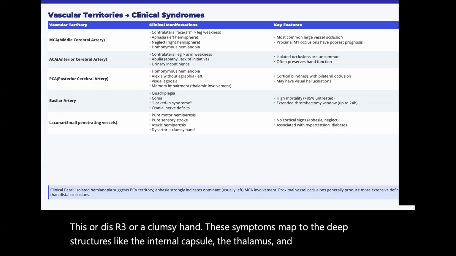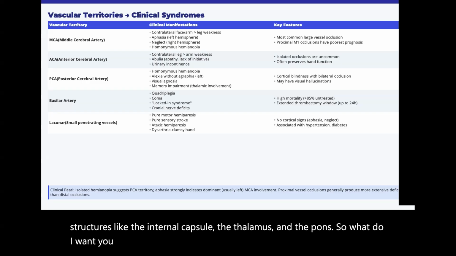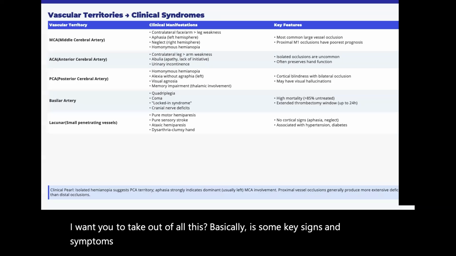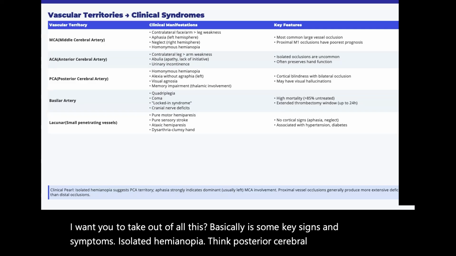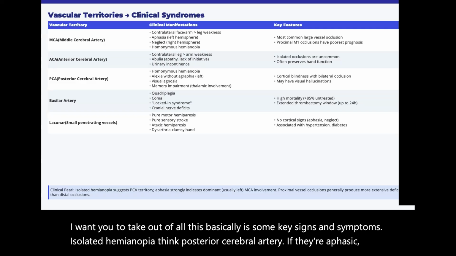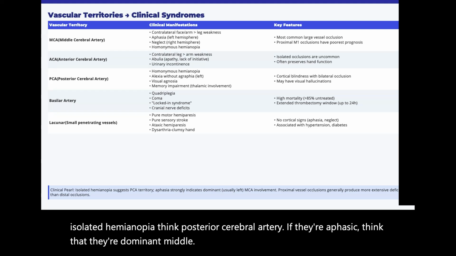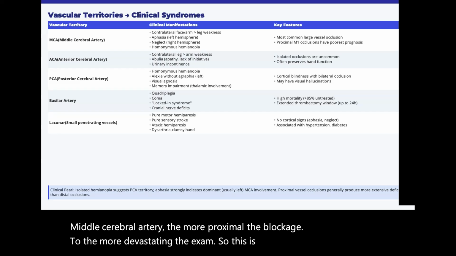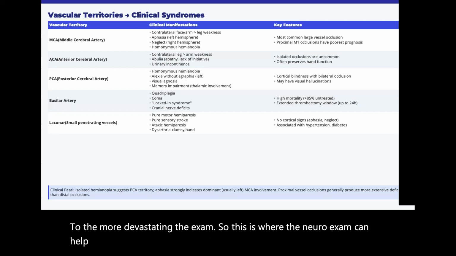So what I want you to take out of all this is some key signs and symptoms. Isolated hemianopia, think posterior cerebral artery. If they're aphasic, think dominant middle cerebral artery. The more proximal the blockage, the more devastating the exam. So this is where the neuro exam can help you localize, as a shortcut to the correct vascular diagnosis.